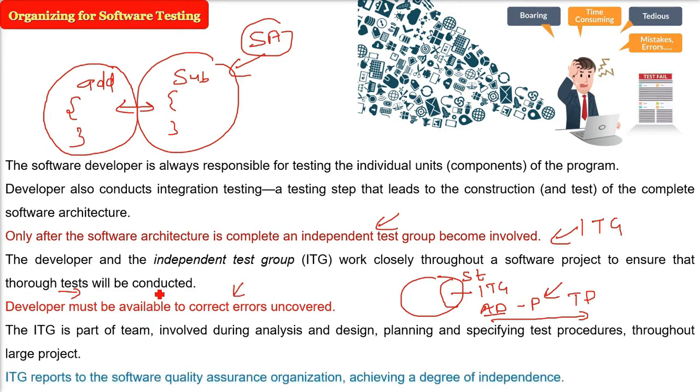So ITG reports to the software quality assurance organization, whether they are part of the team or an independent team, achieving a degree of independence. So ITG is not reporting to the program manager or the software manager. They are actually reporting to the quality team or quality head. The quality head will ensure that things are done correctly, that proper testing has been done so that the errors are uncovered and they are not propagated or given to the user, because the user wants error-free software. That is the whole quality aspect.